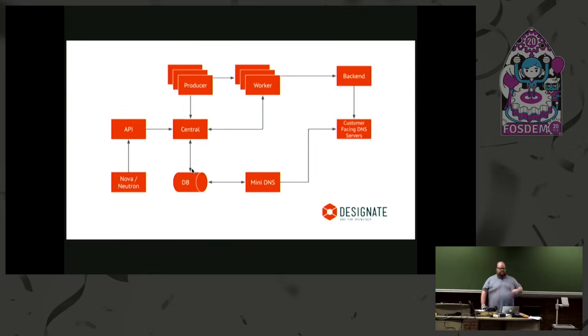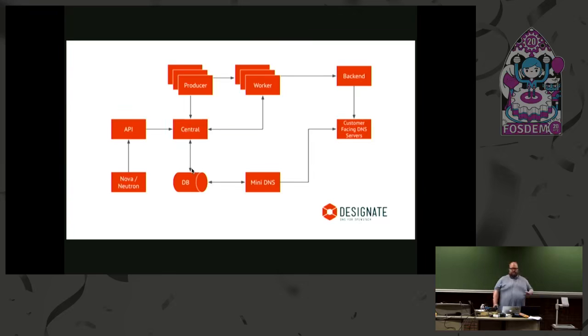Because of the pluggable system, we reuse the same infrastructure. So when you're creating the zone, you can just create scheduling hints when you're sending the request to help it choose the right pool of servers for your DNS zone. And it all reuses the same infrastructure, so you don't have to run separate copies of the mini DNS server or the producer or workers per pool. It's just one homogeneous deployment.